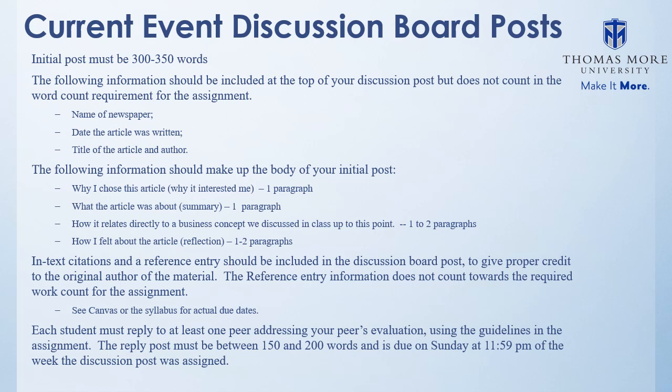So just to go over a few, the first part of your post, your individual post, will have to be 300 to 350 words, including the name of the newspaper article or electronic article, as well as the date it was written, the title of the article, and the author. And then answer the following questions: why I chose this article, what the article was about, how it relates directly to a business concept we discussed during the class, and then how you felt about the article as well.